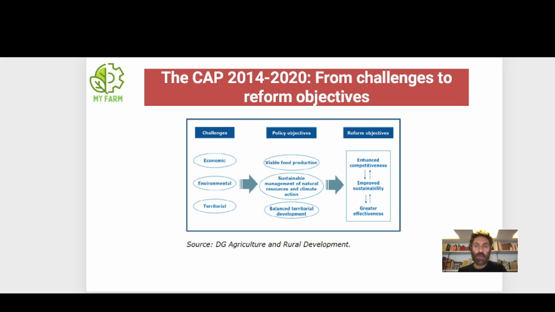So, if we wish to summarize the Common Agricultural Policy between 2014 and 2020, we could identify 3 main challenges: economic, environmental, territorial.